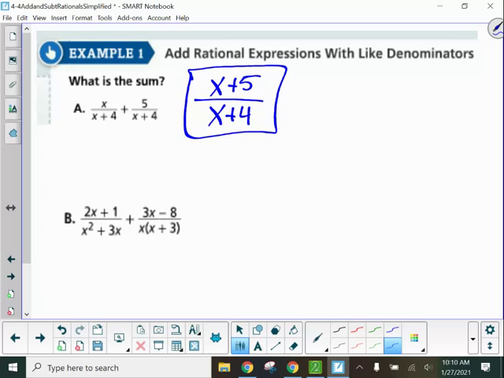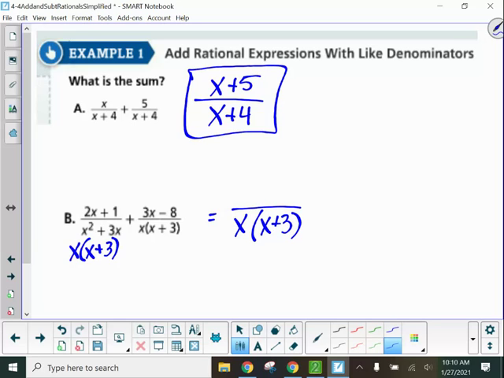With part B, it may look like the denominators are different here, but actually we can factor an x out of the first denominator, and that becomes x times x plus 3. And so those denominators are actually the same thing, which means x times x plus 3 is going to be the denominator of my answer.